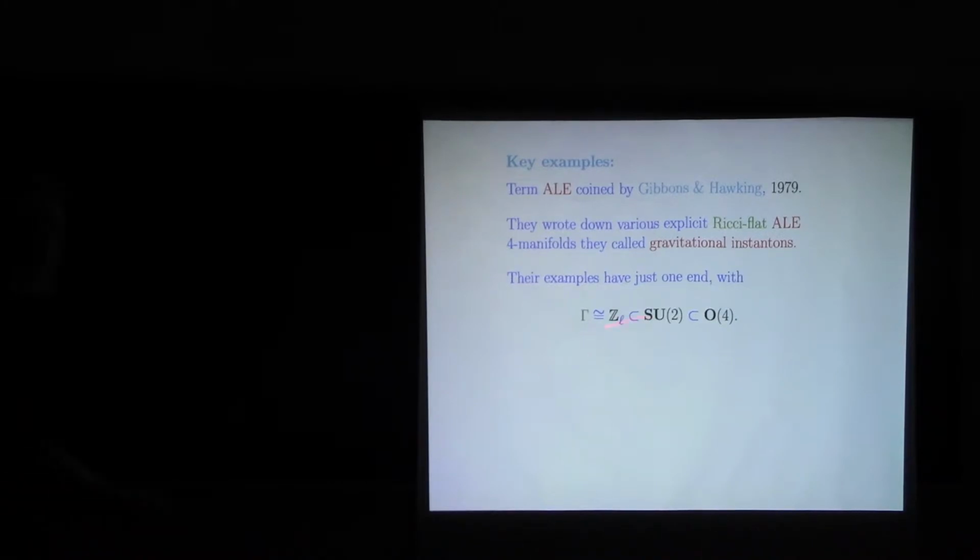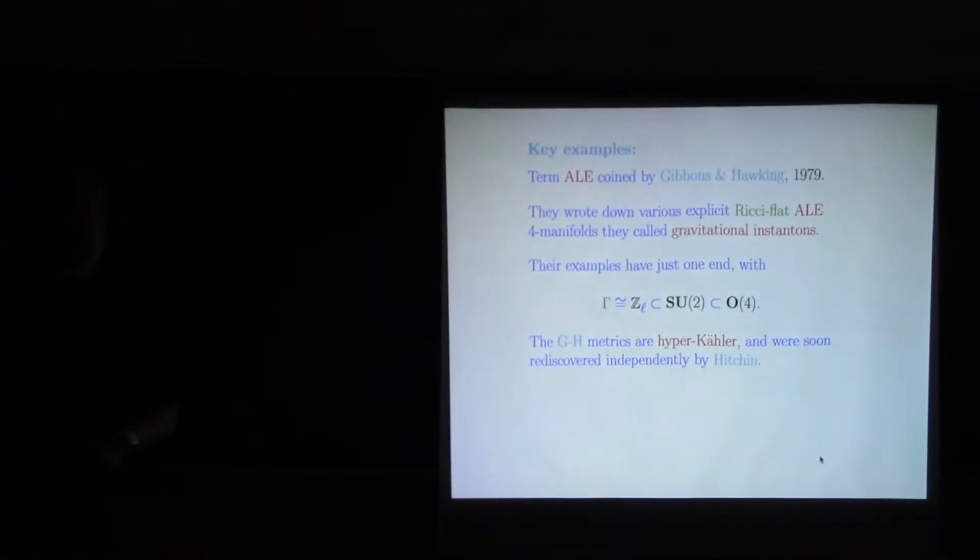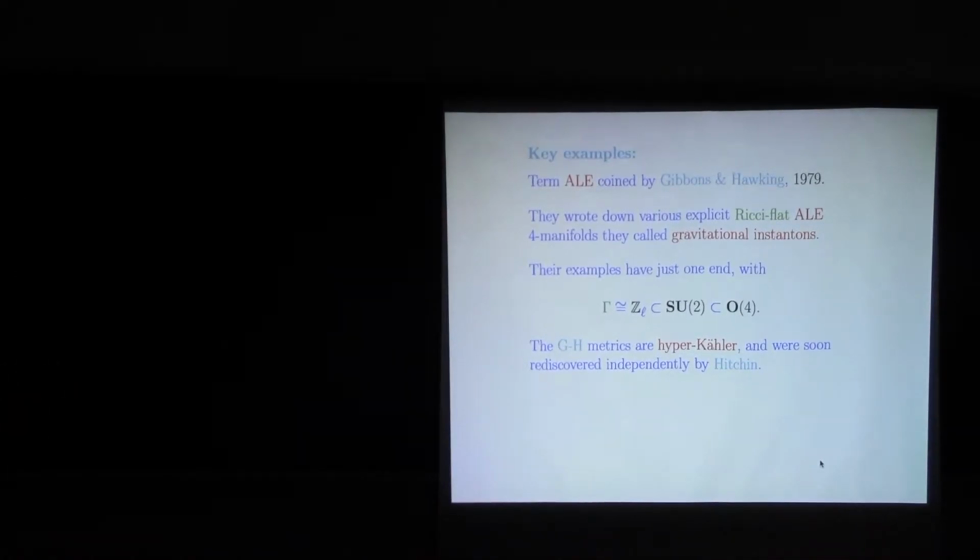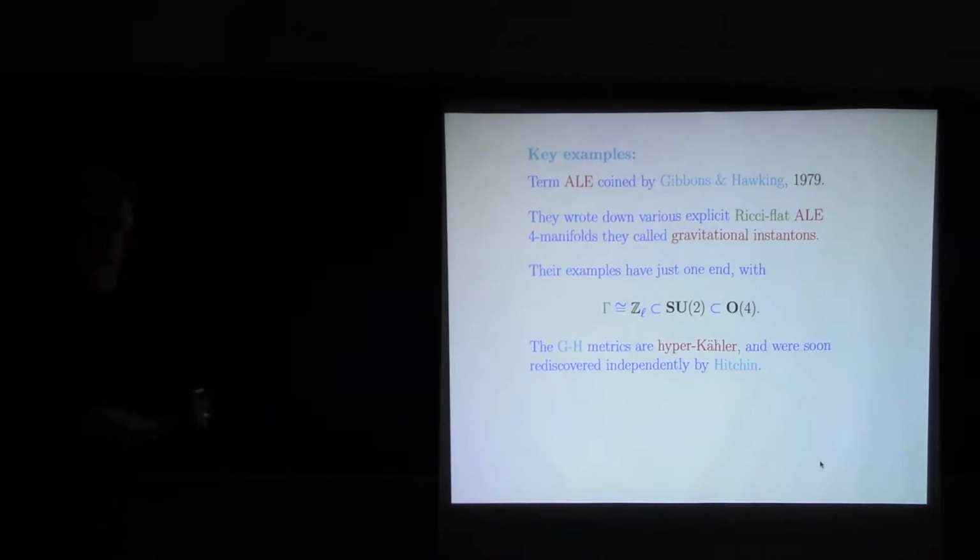So in their examples, the fundamental group of the end is just a cyclic group. You think of this as sitting in SU(2). So we have generators like this, where zeta is a root of unity, and so these metrics are Ricci flat for an extremely interesting reason. They're so-called hyper-Kaehler metrics. And Hitchin then rediscovered these metrics in a completely different way.